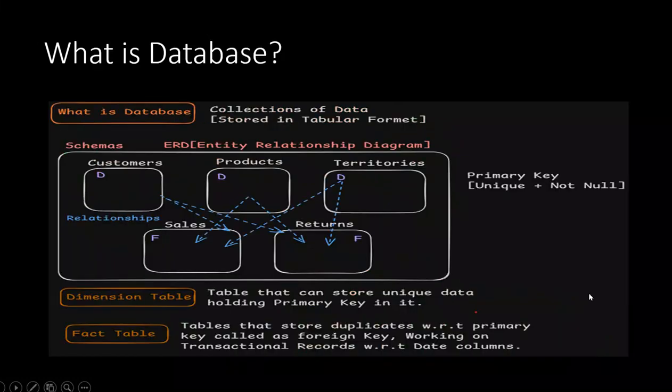Let me move to my second slide and understand what is a database. A database is a collection of data stored in tabular form. I'll show you one example, then you will understand more clearly. So what are schemas? We have already understood schemas in Power BI. There are star schemas and snowflake schemas. This is an example of a star schema, where customers, products, and territories are the dimension tables, or you can say the primary tables. Below, the sales and returns are the fact tables, which are called the transactional tables.